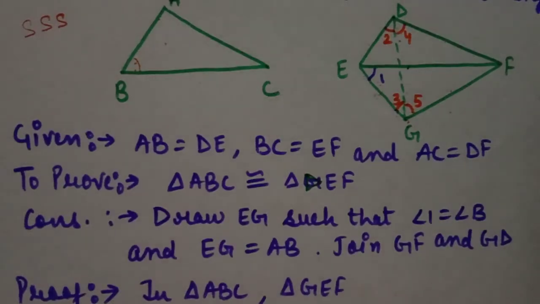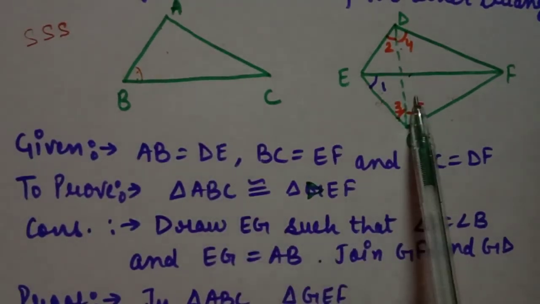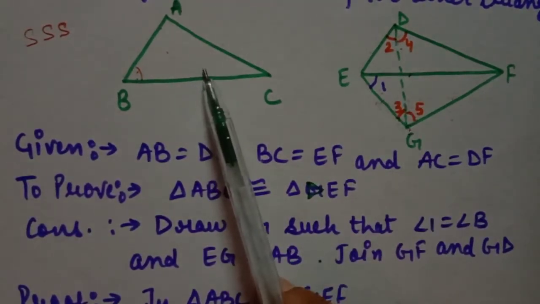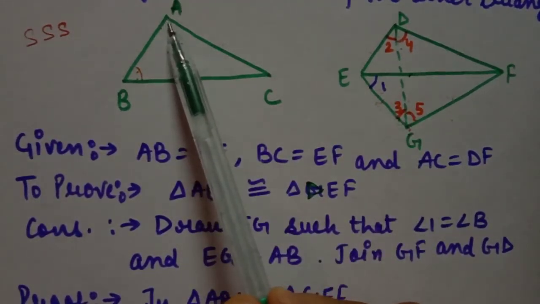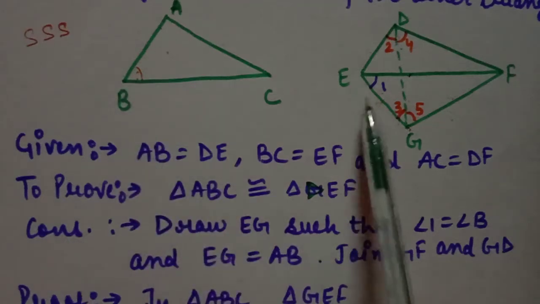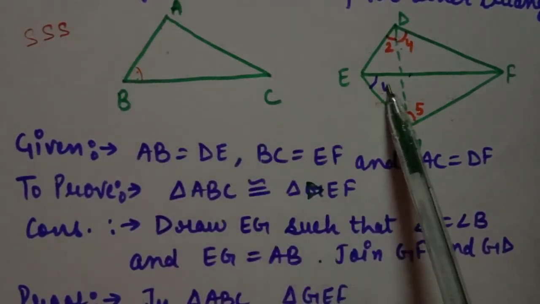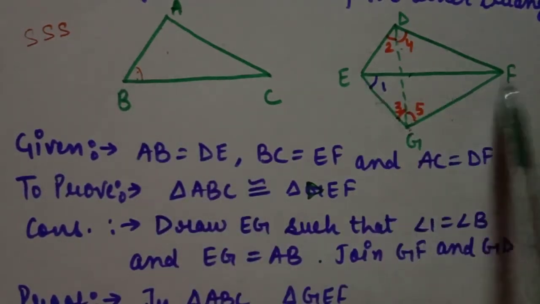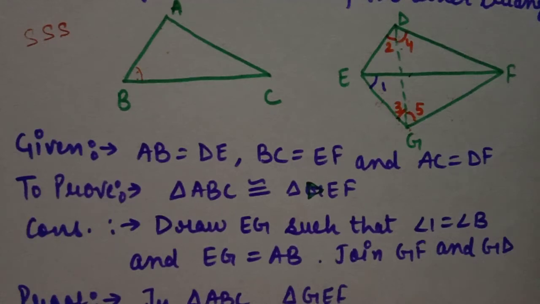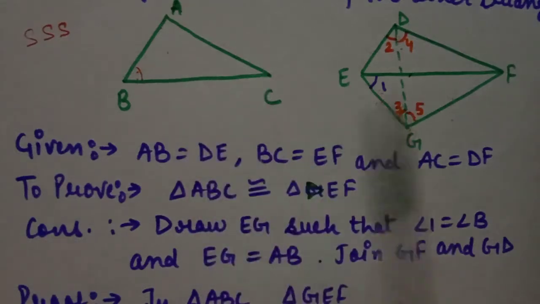So students, in triangle ABC and GEF, first I will explain with the help of the diagram. In triangle ABC and GEF, for the congruency we need three elements. First, AB is equal to EG by construction. Angle B and angle 1 are equal to each other by construction. BC and EF are equal to each other, given. So by which rule? By SAS, both the triangles are congruent.